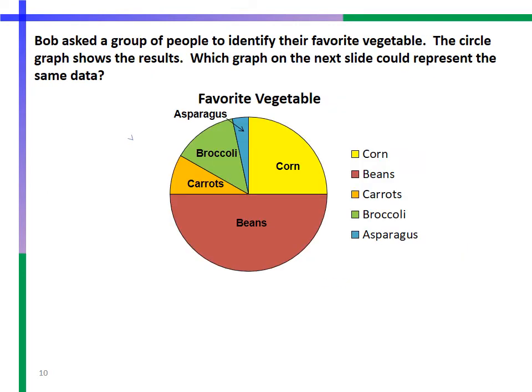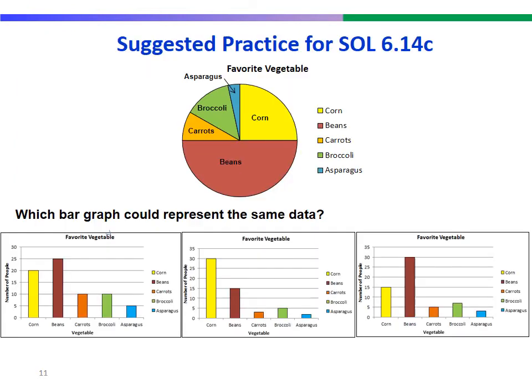So Bob asked the group of people to identify their favorite vegetable. The circle graph shows the results. And you have this poor guy who likes asparagus. I don't know what's up with that. Which graph on the next slide could represent the same data?